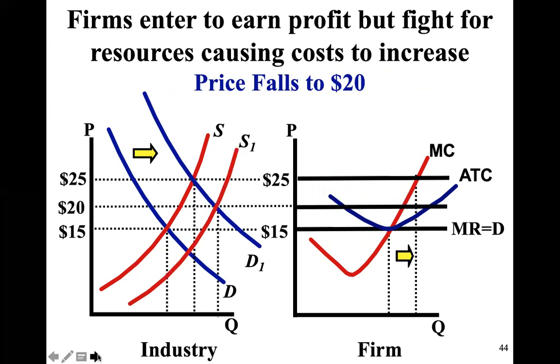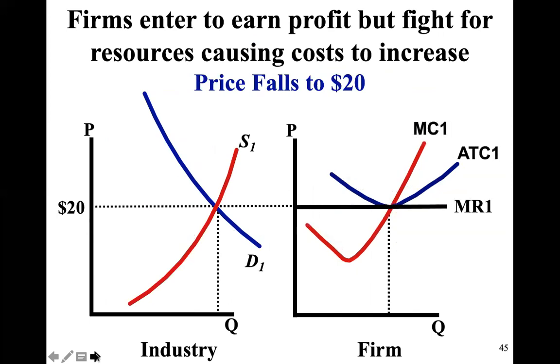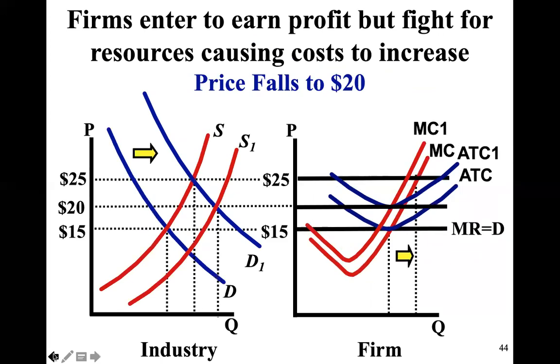So watch this. As the supply increases due to other firms entering the industry, the costs are going to increase. Look, our variable costs increased, thereby bringing up our marginal cost curve and our average total cost curve. Because of that, our new long run price is going to be somewhere in between the original price and that second equilibrium, right? So call it $20.